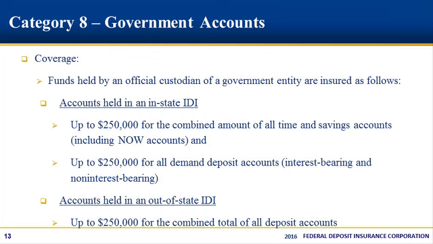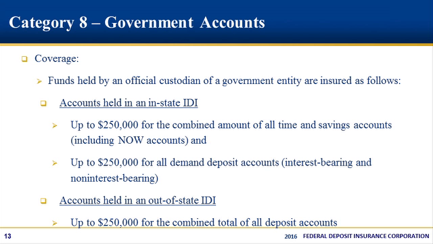So how does the FDIC insure government accounts? Coverage for this ownership category depends on the type of deposit and the location of the bank. If the public unit is located in the same state as the bank, then the official custodian for the government entity is insured for up to $250,000 for the combined amount of all time and savings accounts, and in addition, up to $250,000 for all demand deposit accounts, including both interest-bearing and non-interest-bearing demand deposit accounts.